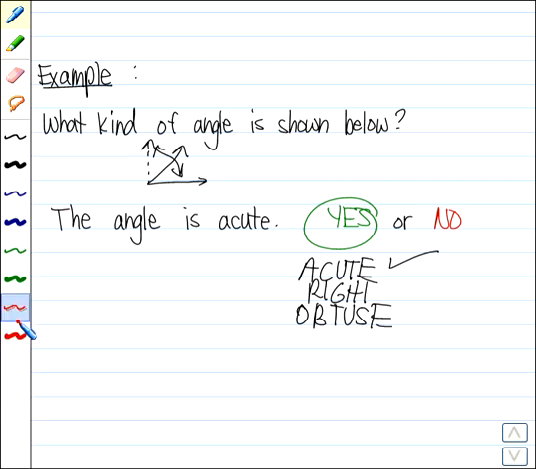All right, great job with lines, rays, and angles. Have fun with these.